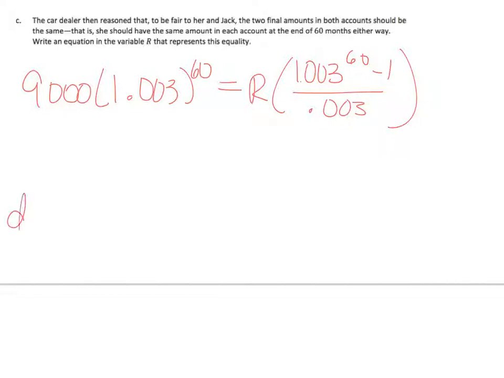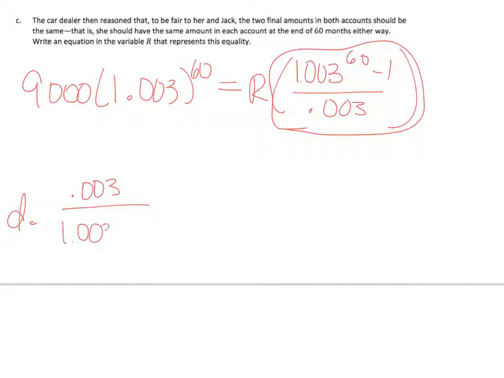Part D, which is on the next slide, you see it in front of you. She then solved her equation to get the amount r that Jack would have to pay monthly. Solve the equation in part C to find out how much Jack needed to pay each month. Alright, so I am just going to take this amount, divide both sides. So I'm going to have 0.003 over 1.003 to the 60 minus 1 times 9,000 times 1.003 to the 60. That equals r.